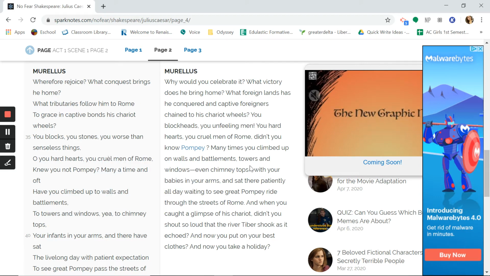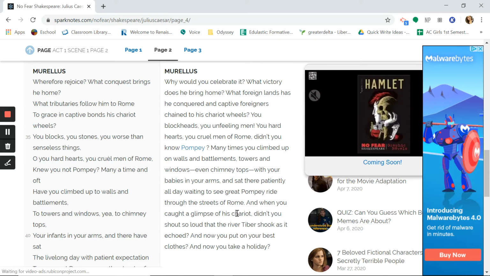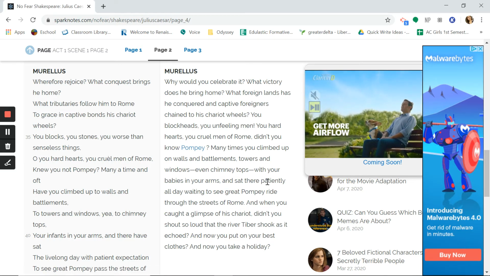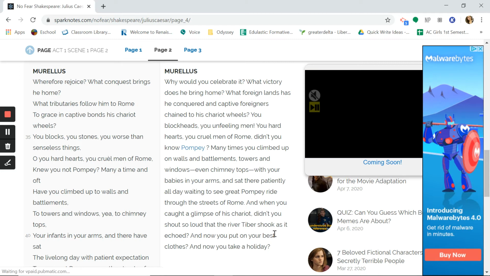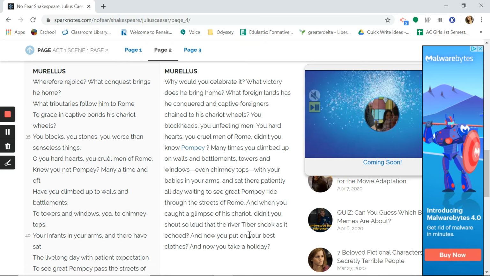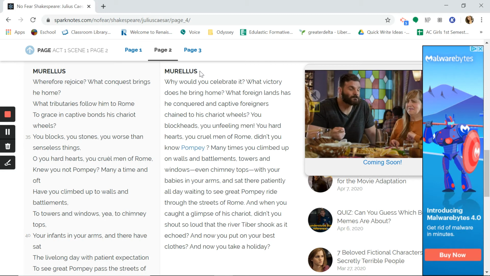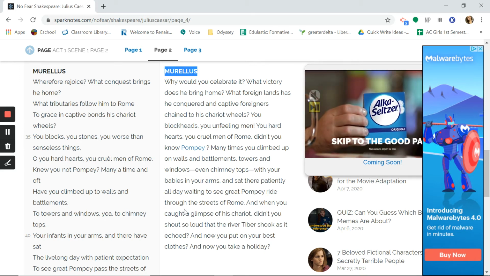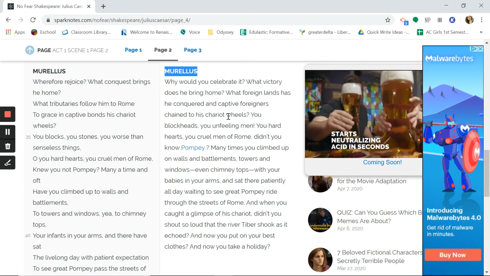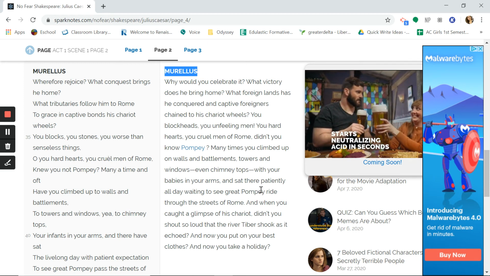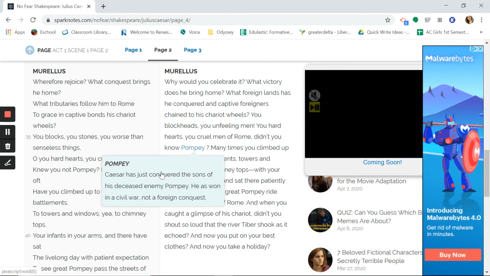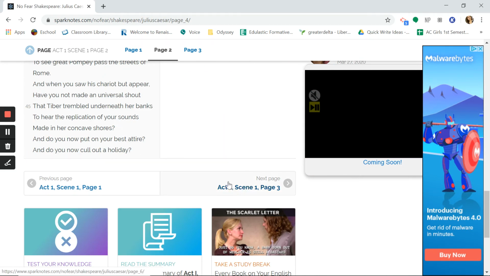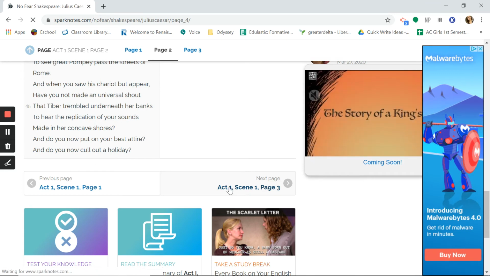Didn't you know Pompey? Many times you climbed up on walls and on towers and windows, even with your babies in your arms, and sat patiently all day, waiting to see great Pompey pass through the streets of Rome. And you caught a glimpse of his chariot, didn't you? Now you put on your best clothes, and now you take a holiday. It's obvious, based on this, that Marullus is not a huge fan of Caesar. He is saying, didn't you just celebrate Pompey? Weren't you just Pompey's biggest fans? And now you're getting off work to celebrate Caesar? That seems a little sus.